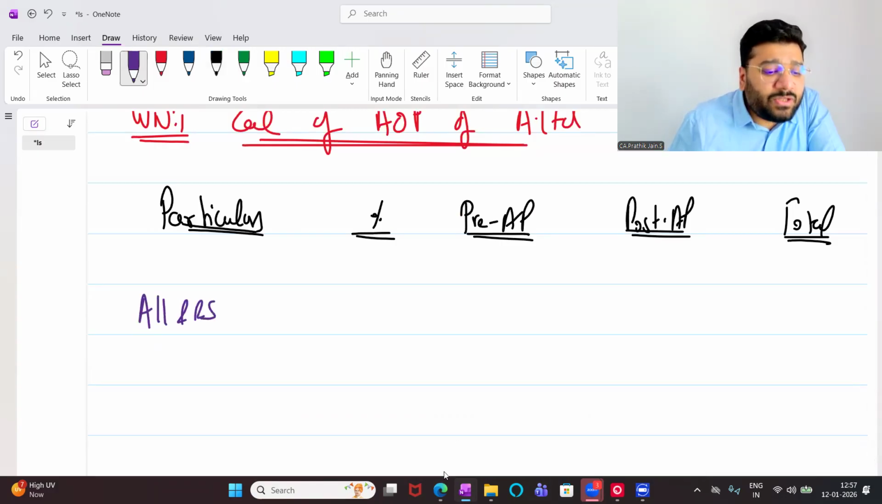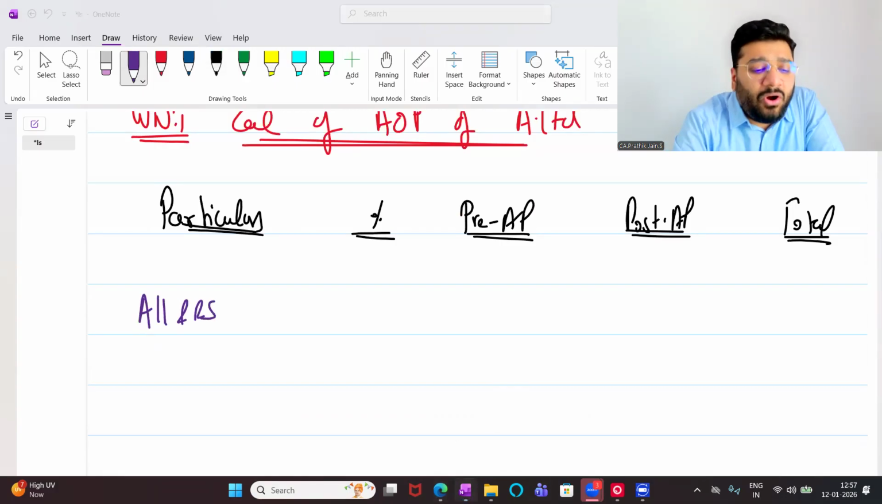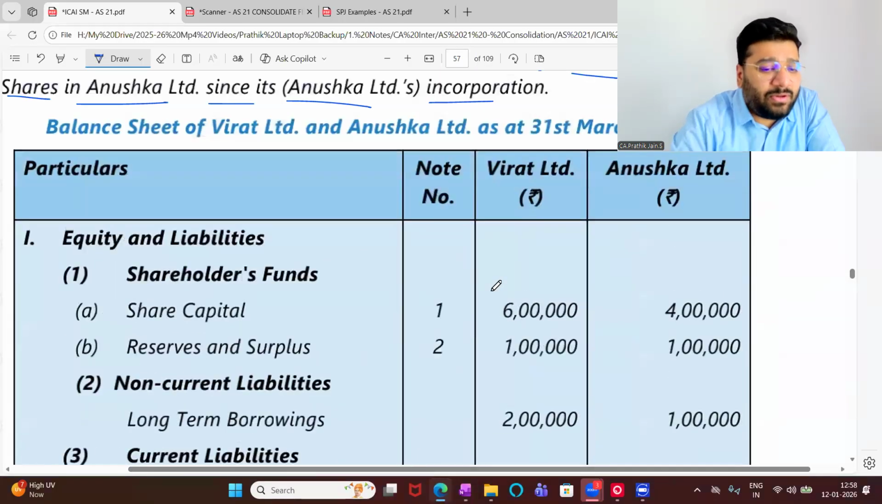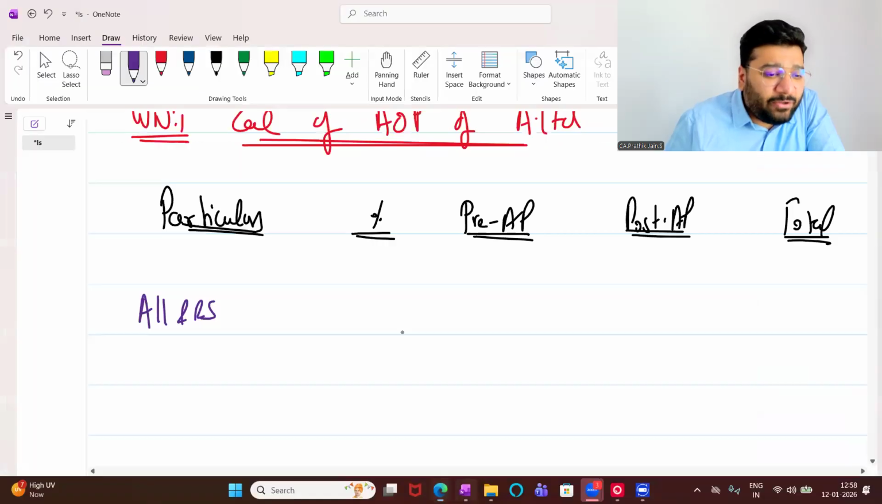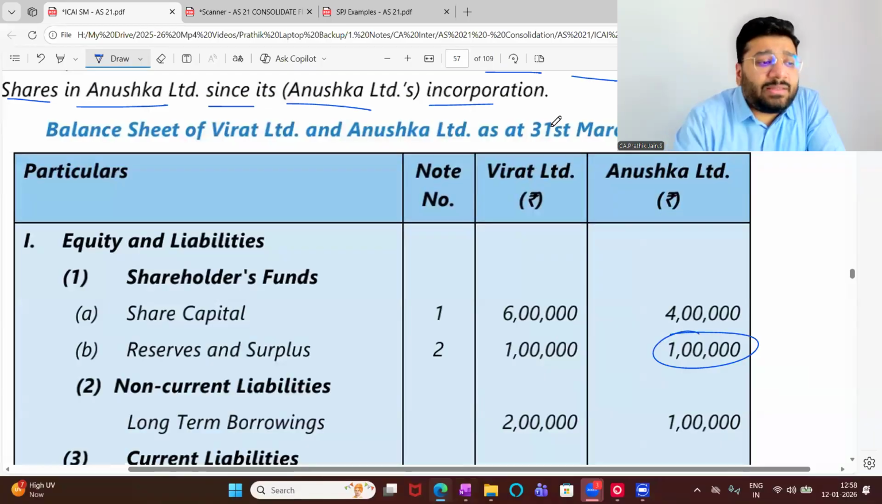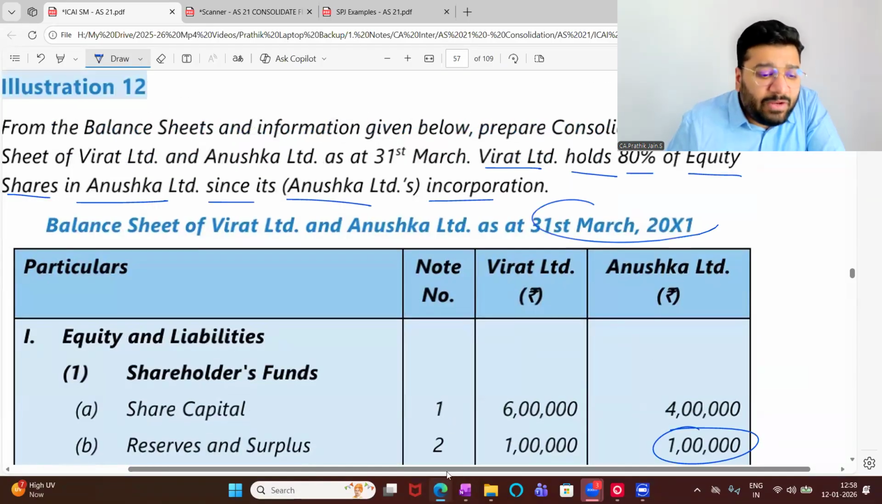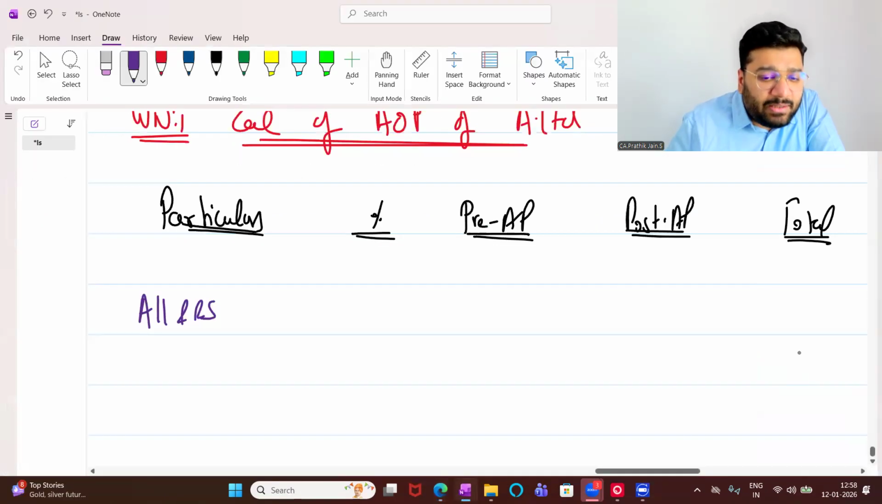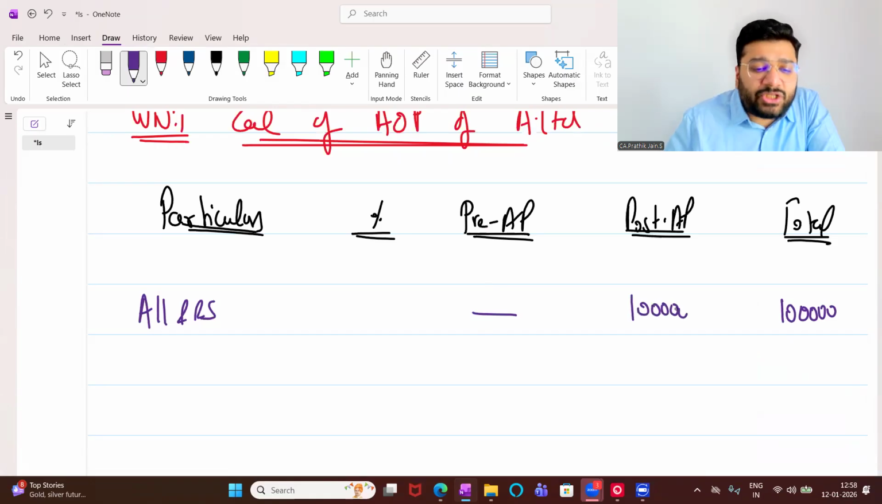Below that, all reserve and surplus of Virat Limited. No? Oh my God, I'm so sorry. It is Anushka Limited, 1 lakh rupees. Total, where will it come? We are preparing the CBS as on 31st March 21. When was the acquisition done? Incorporation. The incorporation date is not given, so this is my closing balance. Any pre-acquisition profit? No. So post-acquisition is 1 lakh, and total is also 1 lakh.